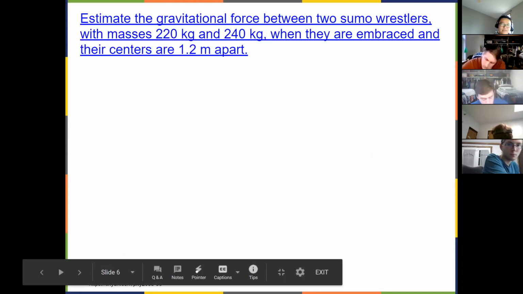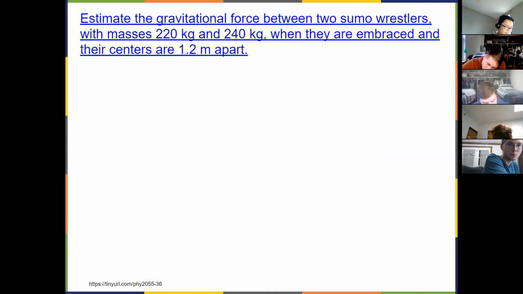All right, let's take a look at the universal gravitational law for the example of two sumo wrestlers, with masses of 220 kilograms and 240 kilograms. They are 1.2 meters apart between their centers of mass. What's the gravitational force between the two? It's F equals G M1 M2 divided by R squared, or if you want, you can use capital M and small m as the masses of the two.